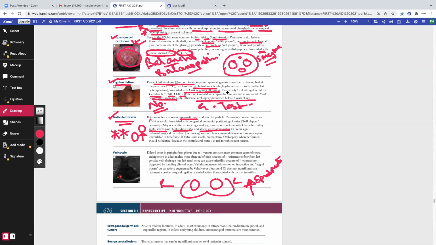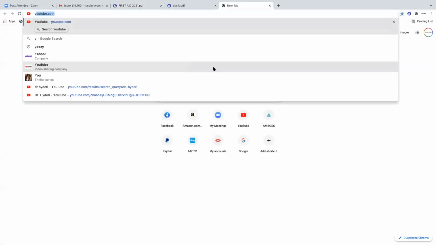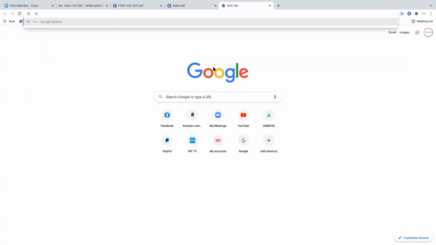And absent cremasteric reflex. What is the cremasteric reflex? Do we try to see if we have contractions of the abdominal muscles when we stroke the nerve? Yes or no? The answer is yes. Let me show you the cremasteric reflex.